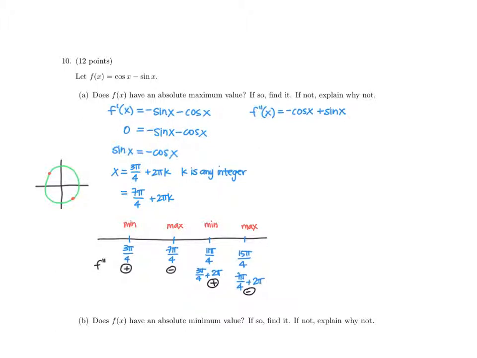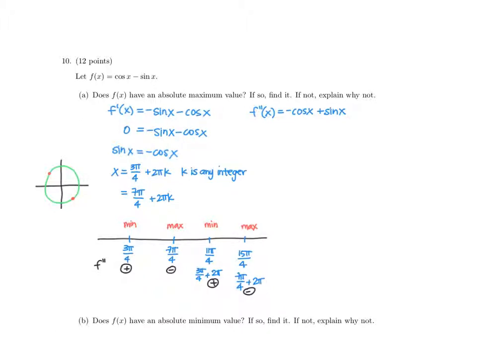The points that are in the same location of the unit circle as 3 pi over 4, those are the mins. And the same points that are in the location of the unit circle with 7 pi over 4, those are the maxes. So we've basically done all of the work necessary for both A and B up here. So it does have an absolute maximum value.